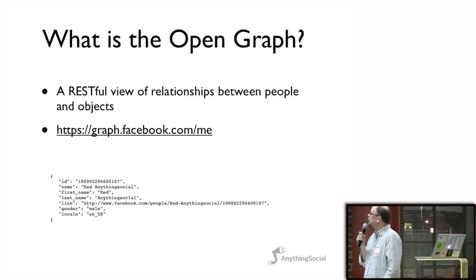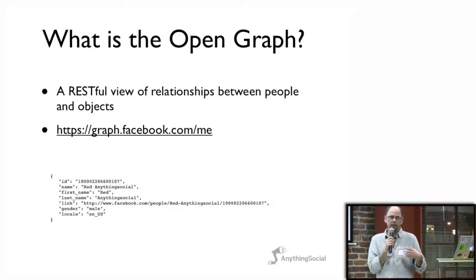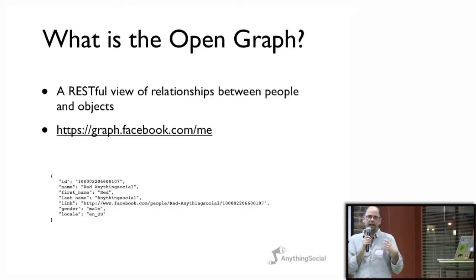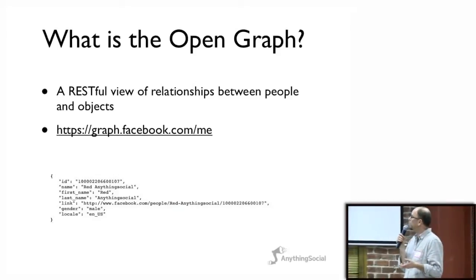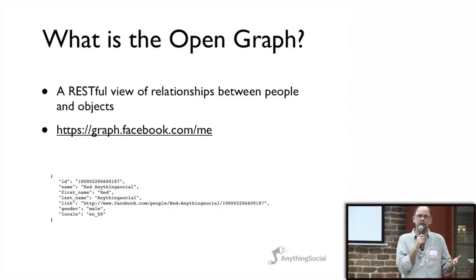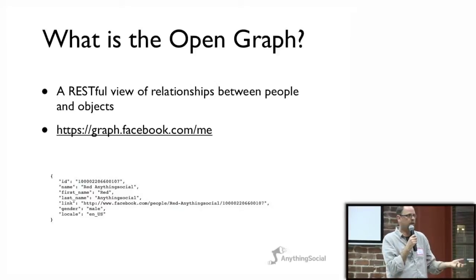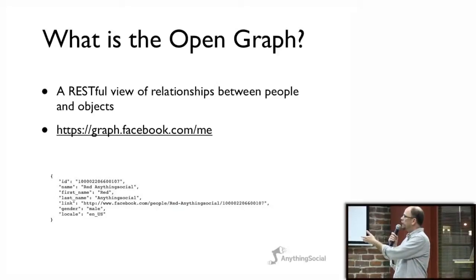So what is the Open Graph? You can really think of the Open Graph in two different ways. You can think of it in terms of a data structure, or you can think of it in terms of the data it contains and what it really means. As a data structure, it's really just a big graph. You have a RESTful view of the relationships between people and objects on Facebook. You access it by making HTTP requests. You can use wget, curl, Facebook2, RESTgraph, whatever you want to use, and you get back a JSON data structure.